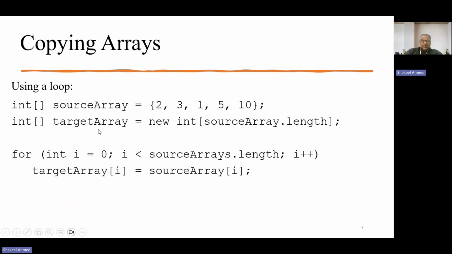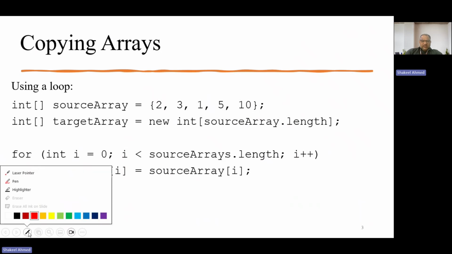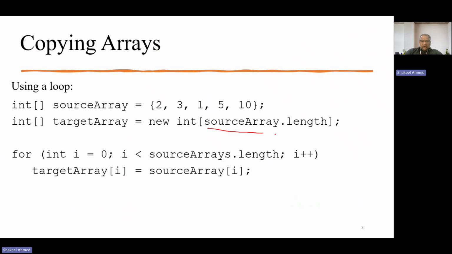So what do we declare? An integer target array, which is a new integer array with the size source array dot length. So the size of this array will be equal to the size of the source array, because you have to make the sizes equal. We don't know this size, so we get it with the method dot length. The source dot length will automatically give you the length, whatever length we have here.